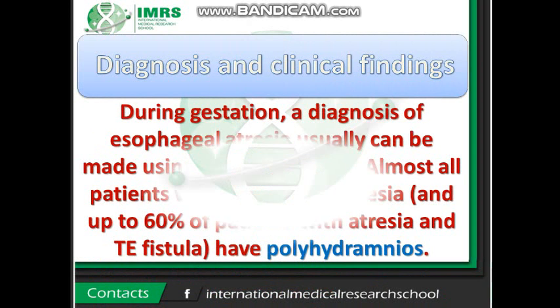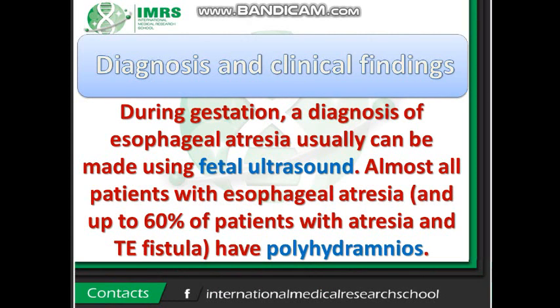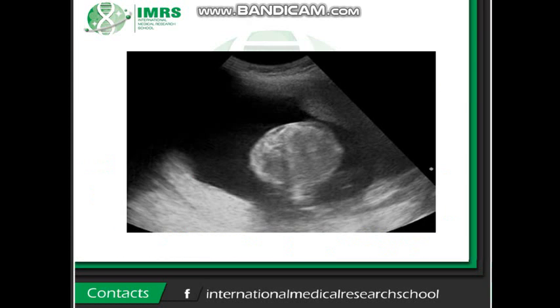Diagnosis and clinical findings. During gestation, the diagnosis of esophageal atresia usually can be made using fetal ultrasound. Almost all patients with esophageal atresia, and up to 60% of patients with atresia and tracheoesophageal fistula, have polyhydramnios. Polyhydramnios is an abnormal amount of amniotic fluid around the baby in the uterus. We use fetal ultrasound to detect polyhydramnios.